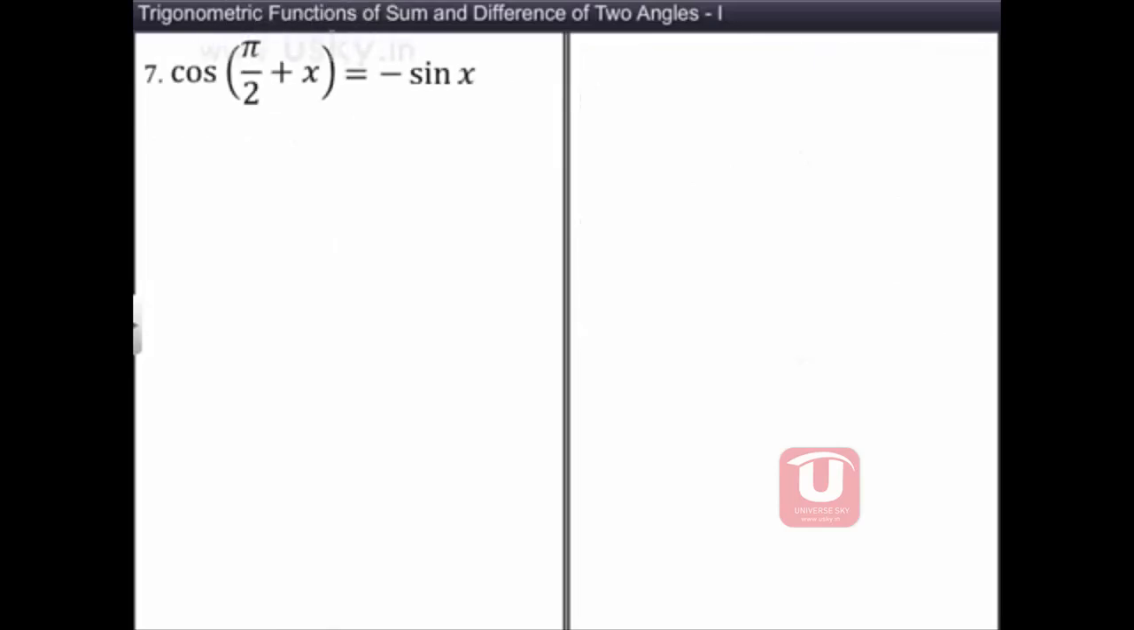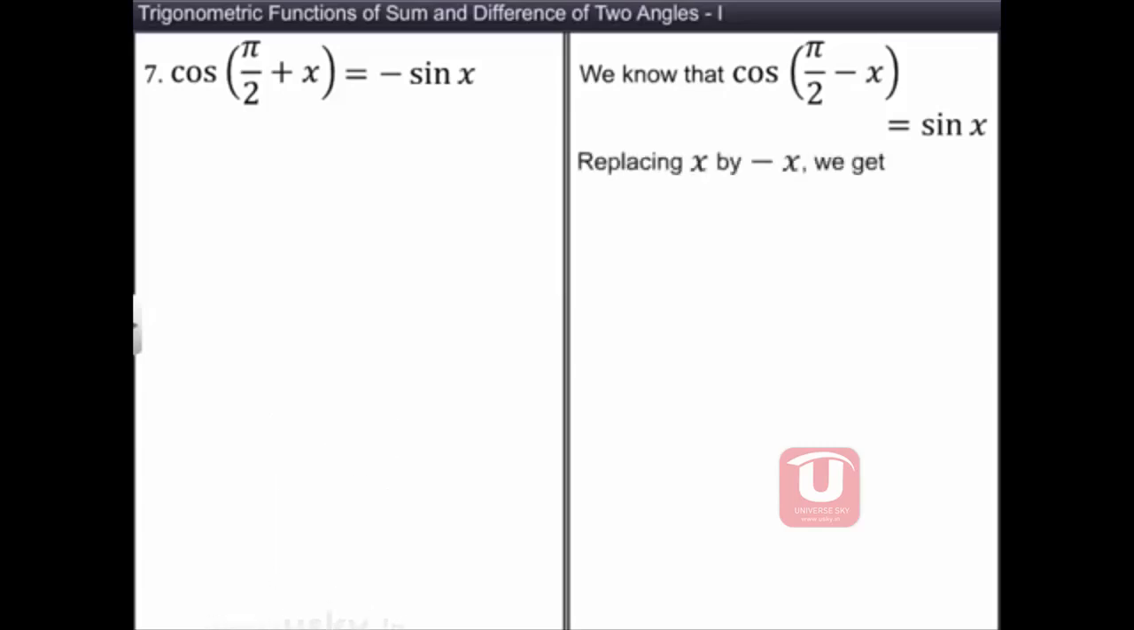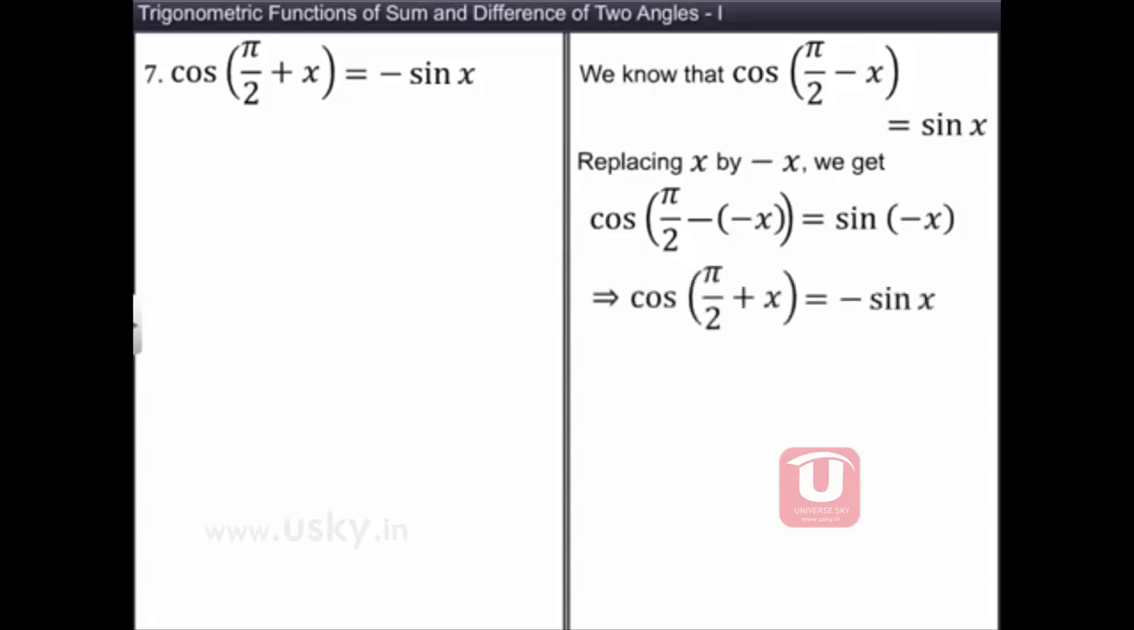Let's now prove cos of pi by 2 plus x is equal to minus sin x. We know that cos of pi by 2 minus x is equal to sin x. Replacing x by minus x, we get cos of pi by 2 minus of minus x is equal to sin of minus x. This implies cos of pi by 2 plus x is equal to minus sin x.